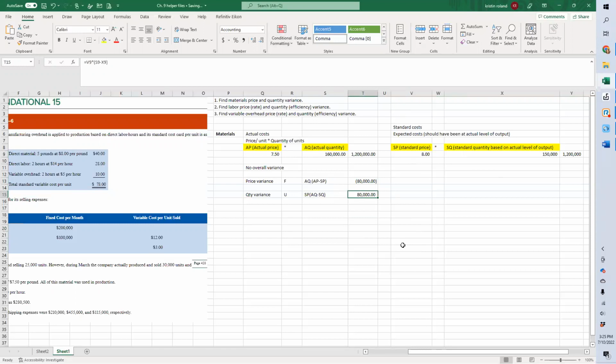So what is the story behind this? Why could that be the case? One rationale or one reason behind this could be that we bought a cheaper quality of good, which is why we spent less, but then we ended up having to use more. We ended up having to use 160,000 pounds instead of 150,000 pounds because the wood was chipping or breaking, okay?